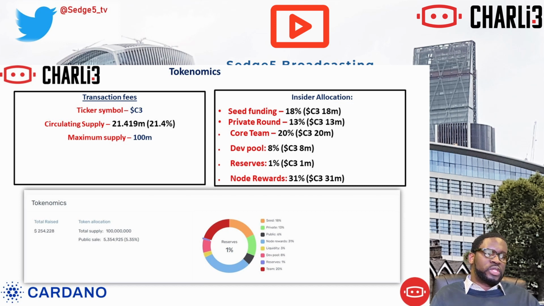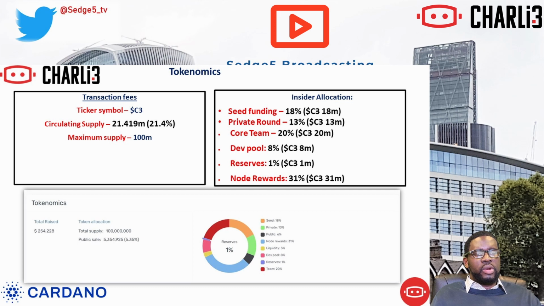So, ticker symbol for Charlie 3 is C3. Maximum supply, 100 million. Tokens in circulation, 21.419 million or 21.4%. Token distribution. Seed funding was allocated 18% or 18 million C3 tokens. Private sale was allocated 13% or 13 million C3 tokens. Public sale was allocated 6% or 6 million C3 tokens.